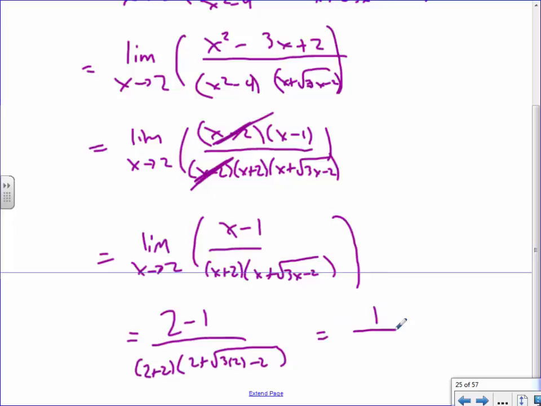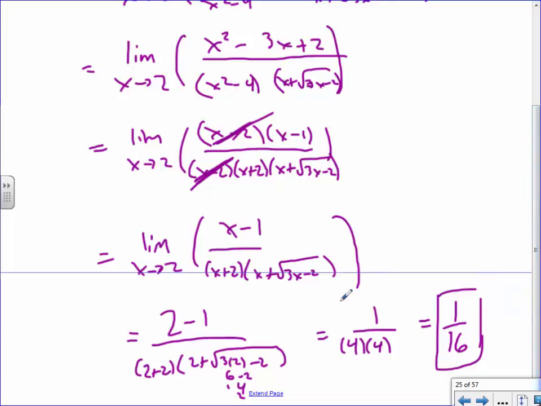Well, the top is 1. That guy's going to be 4. 3 times 2 gives you 6. Minus 2 gives you 4. When you root 4, it gives you 2. 2 plus 2 gives you 4. Long story short, our answer is 1 over 16.